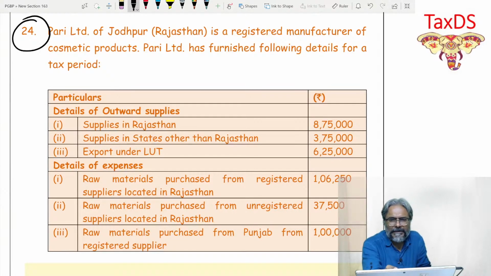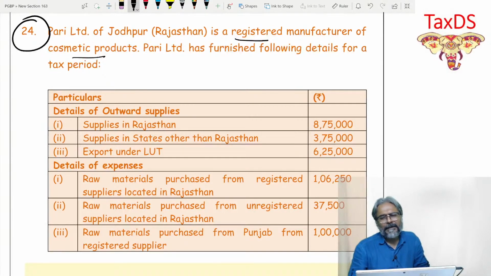Pari Limited, Jodhpur, Rajasthan is a registered manufacturer of cosmetic products. Pari Limited has furnished the following details for the tax period. Supply in Rajasthan, intrastate, so therefore CGST, SGST on the output supply. Supply in state other than Rajasthan, IGST. Export under LUT, no IGST, but the corresponding credit would be available on the inward supply. Details of the expenses: raw material purchased from registered supplier located in Rajasthan.